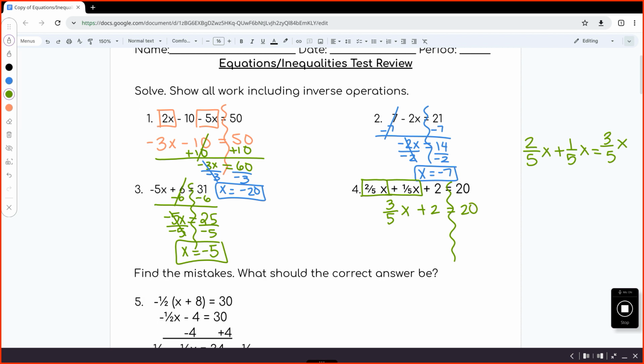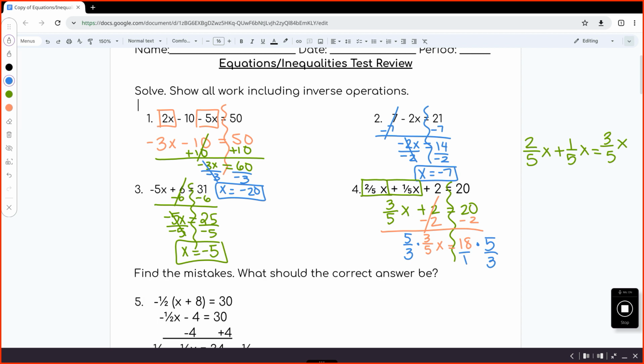All right, and now we can start solving. Find the constant, do the opposite. The constant is positive 2. The opposite is minus 2 on both sides. We have 3/5 x is equal to 20 minus 2, which is 18. All right, now at this point, super important that you remember you have a fraction next to the variable. The opposite of multiplying a variable by a fraction is to multiply by its reciprocal. All right, so at this point, you are going to multiply both sides by 5/3.